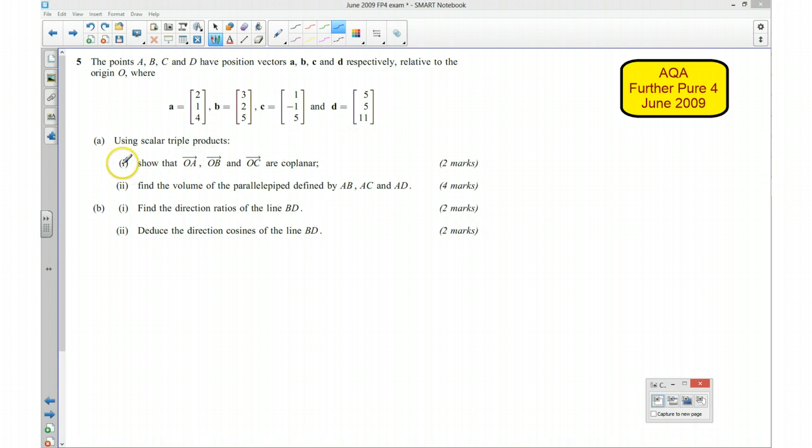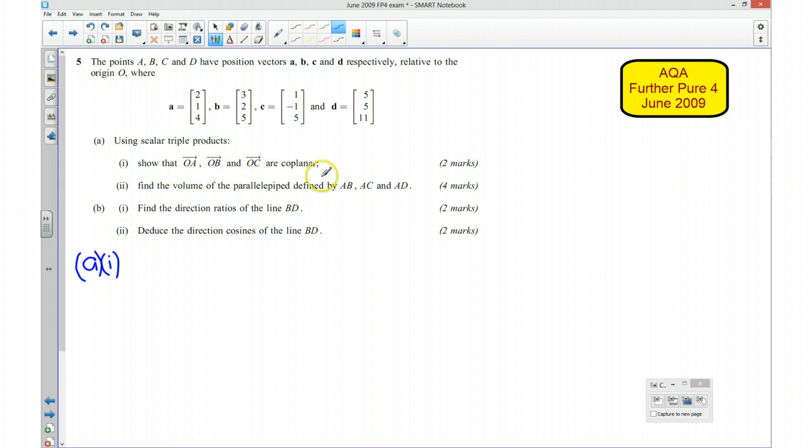What we're going to do is use scalar triple products to first of all show that they are coplanar, and then find the volume of the parallelepiped defined by AB, AC and AD. So we're just going to deal with part A first of all. We already have the vectors OA, OB and OC.